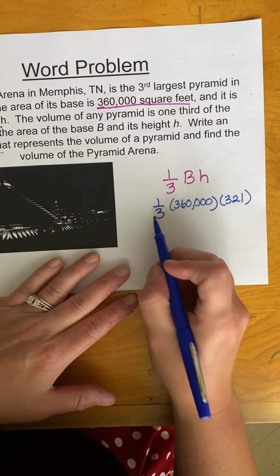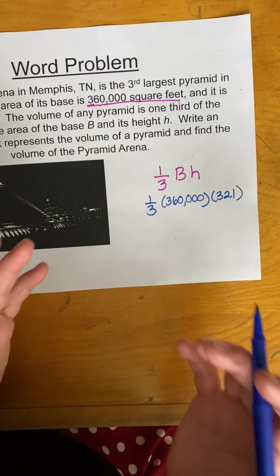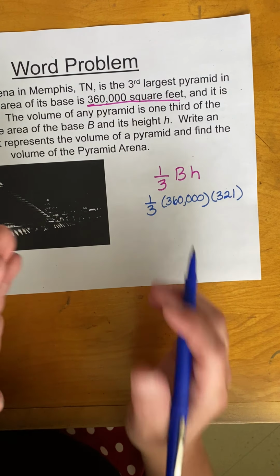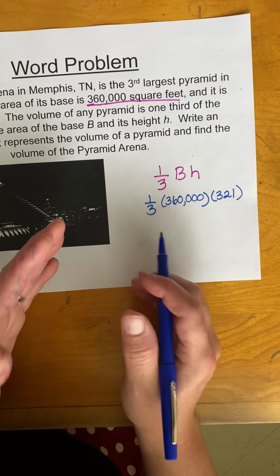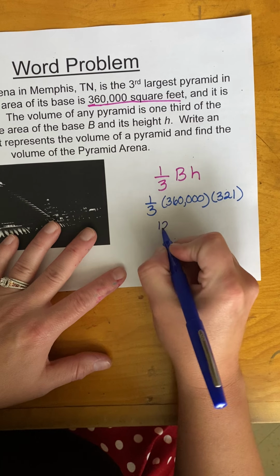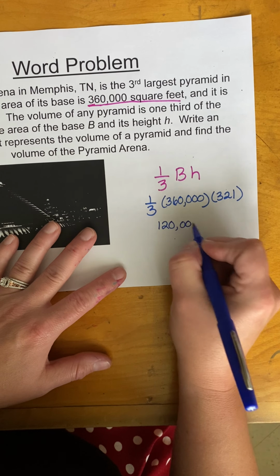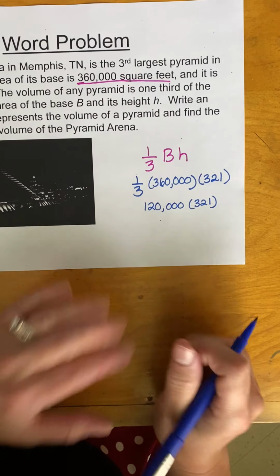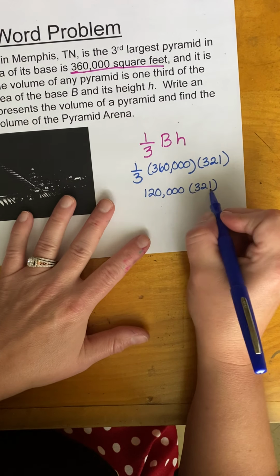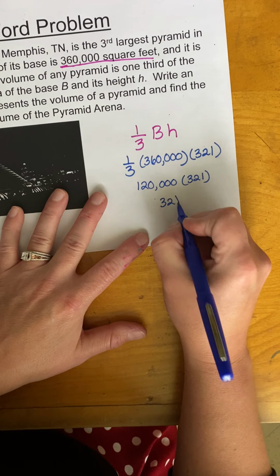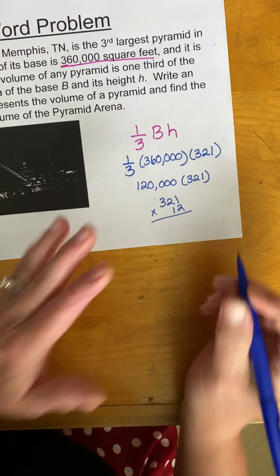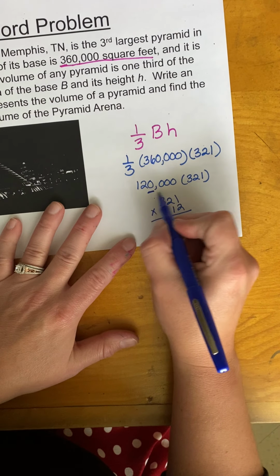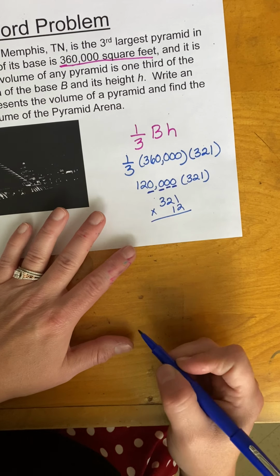All right. Multiplying 1/3 times 360,000 is the same thing as dividing 360,000 by 3. So that'll be 120,000 times 321. And I'm going to do this the quick math way. I'm going to take 321 and multiply it by 12. And when I get finished, I'm going to add back in these 4 zeros.